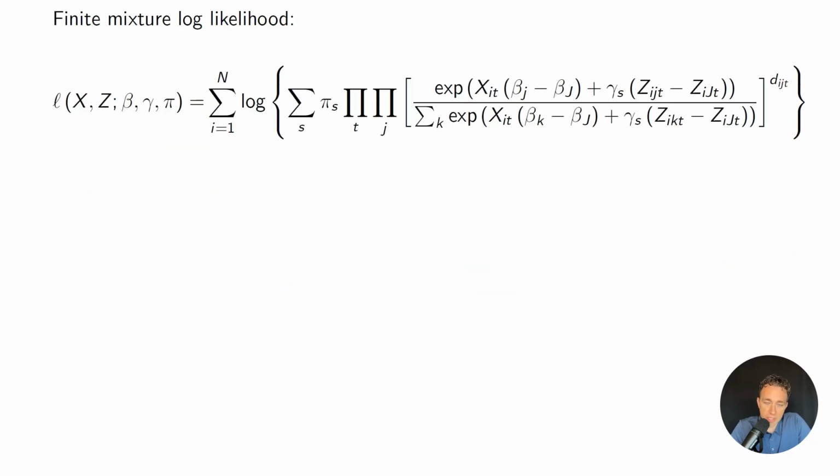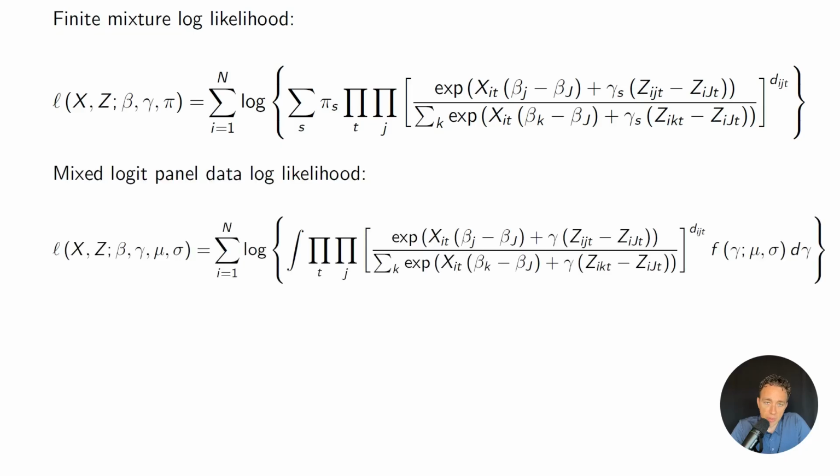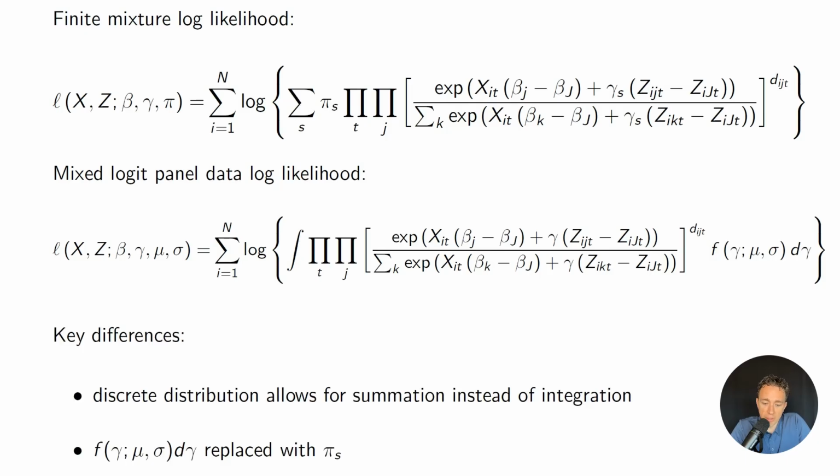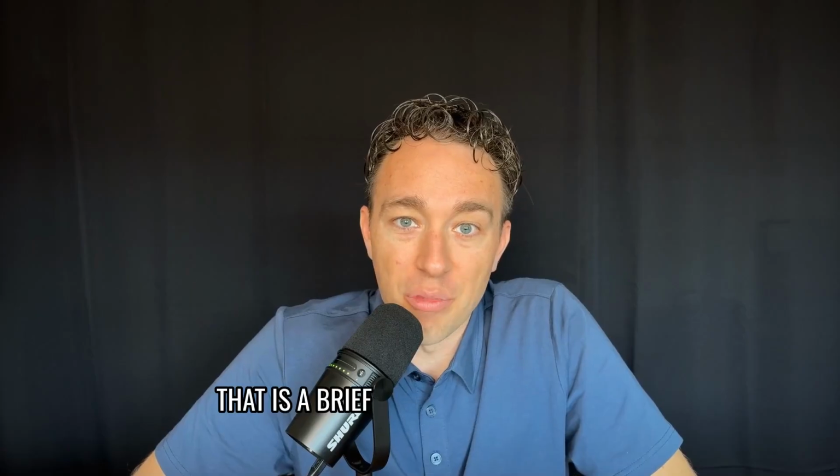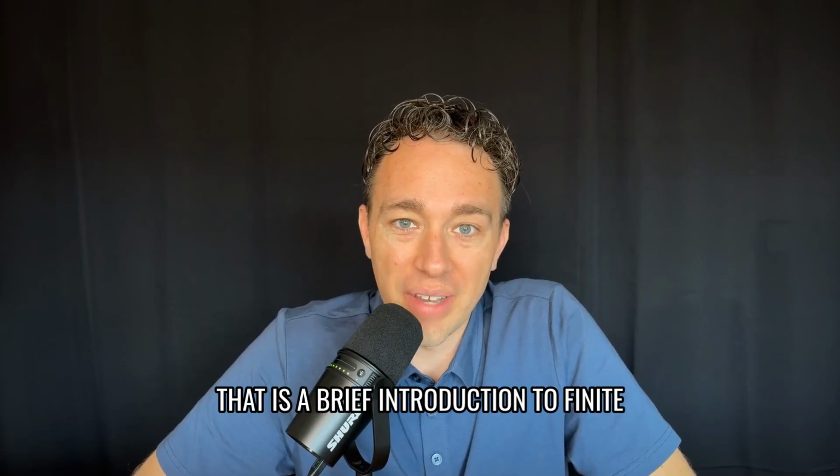So we can compare this finite mixture likelihood with the one from the mixed logit with panel data. And basically, you can see the resemblance between the two. The main difference is that this f of gamma times d gamma has just become this pi s, and this integral here has become a summation over s. So again, because we have a discrete or a finite support distribution, we can use a summation instead of an integral. That is a brief introduction to finite mixture models.